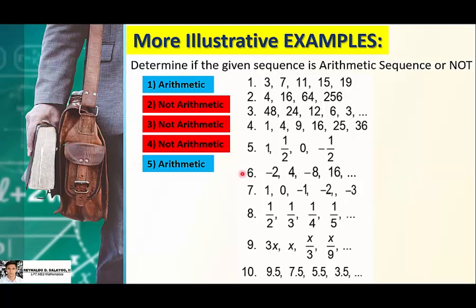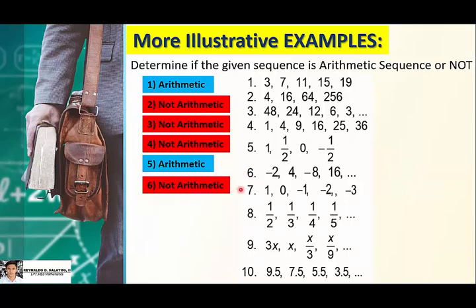Considering our item number 6, we got here negative 2, 4, negative 8, and 16. I want you to observe the difference of 4 and negative 2. The difference between these two numbers, 4 minus negative 2, the answer is 6. But the difference of negative 8 less 4, that is negative 12. So, as what you observe, we do not have a consistent difference. It will yield to a conclusion that this item 6 is not an arithmetic sequence.